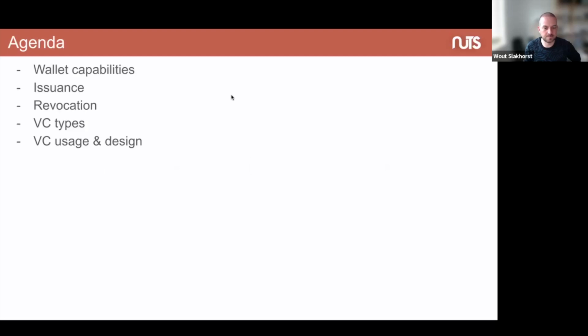A brief agenda. We'll talk about the wallet capabilities and what the Nuts node will turn into, how you issue credentials, which APIs to call, which specifications and standards are supported, revocation, new VC types that are supported, and also some types that are upcoming in new specifications, and a short presentation on what it means if there are no more NUTS authorization credentials and how you should design your services.